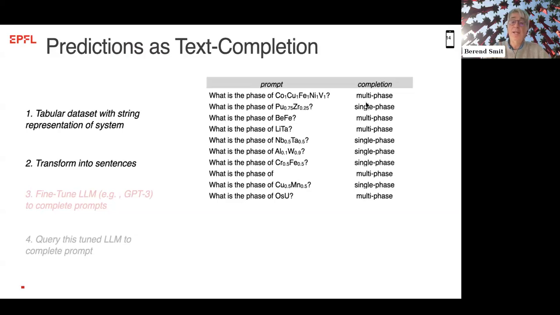So from a text completion point of view, what we are now going to do is use these questions, collect them, and send them to OpenAI. And we get back a new fine-tuned GPT type of model that is geared to answer this question. And the only answer we allowed is 0 or 1, multi-phase or single phase.